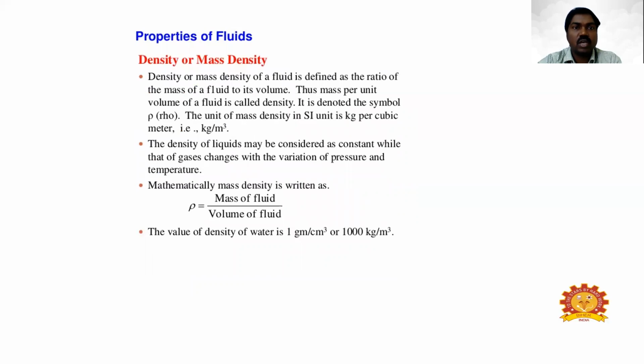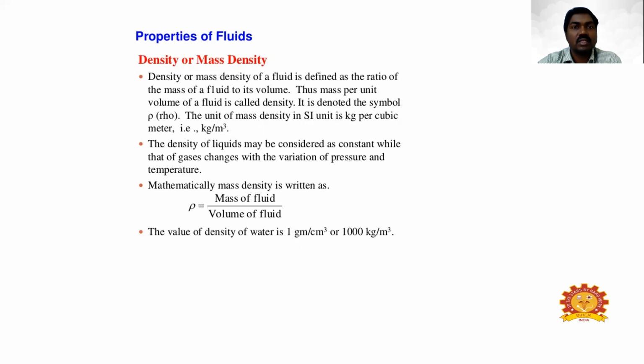Now we're going to discuss the first property of fluid, density, or mass density. If we calculate the density or the mass density, then only can we solve problems based on density and mass density. So what is the density? Density or mass density of the fluid is defined as the ratio of the mass of fluid to its volume. Thus, mass per unit volume of the fluid is called density.